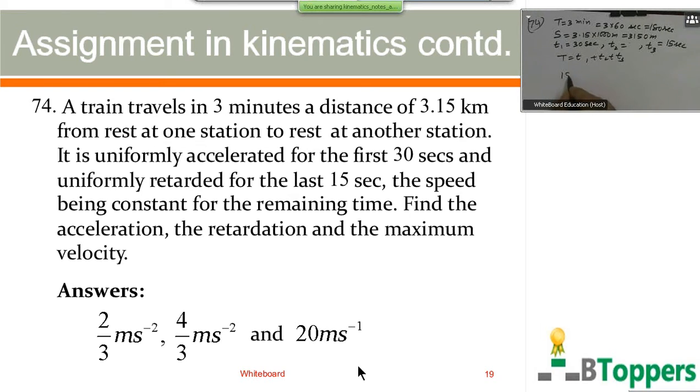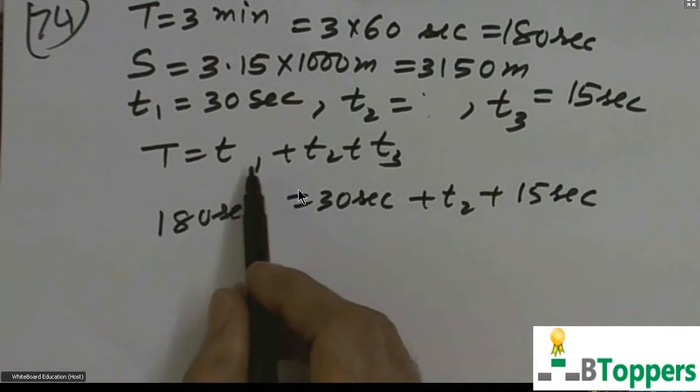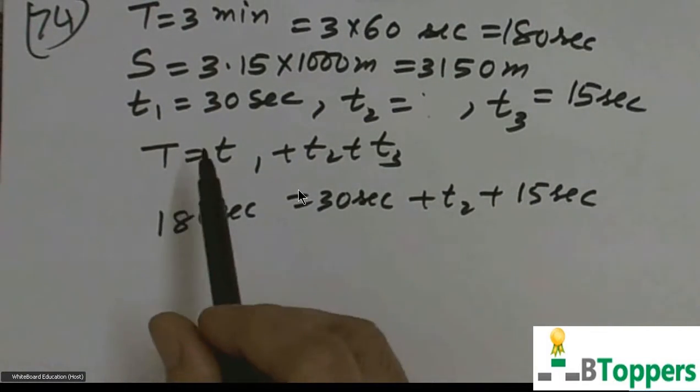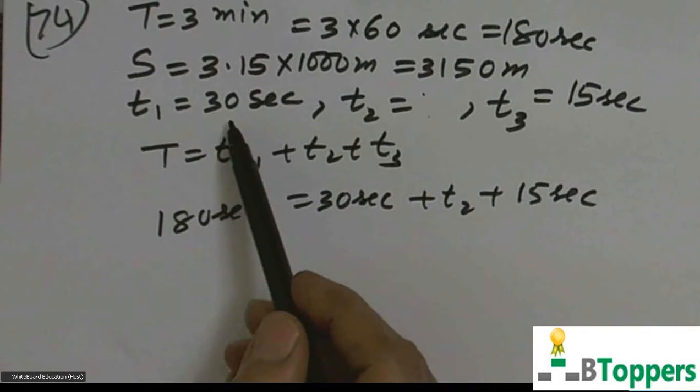Total time is 180 seconds. T1 is 30 seconds. T2 you have to find. T3 is 15 seconds. So from this you can find T2. So the total time of motion you can write as T1 plus T2 plus T3. Total time is given as 3 minutes. That will be 180 seconds.